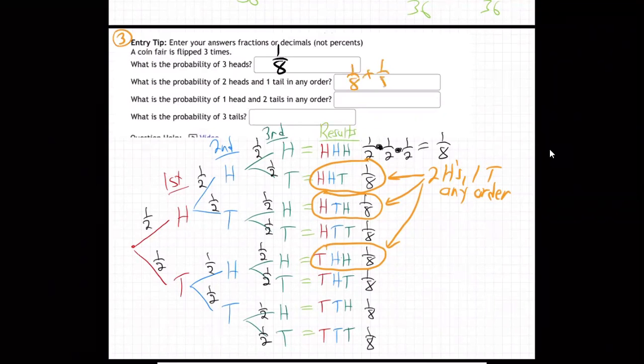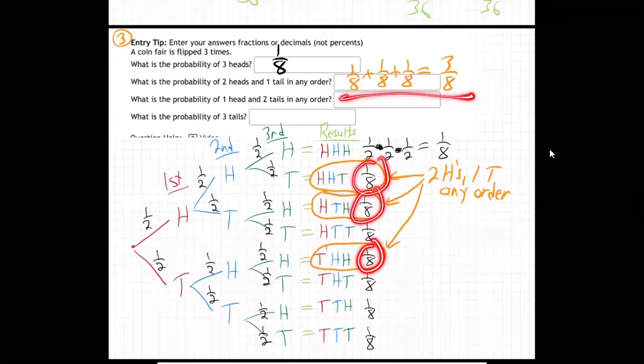So that's going to be 1/8 plus 1/8 plus 1/8, 3/8. Is that making sense? 2 heads and 1 tail in any order. There's actually 3 different ways to do that. Makes sense, right? The tail can be last or middle or first, and the other 2 are heads. It's 2 heads and 1 tail, with 3 different ordering possibilities. So you just add up the 3 probabilities, 1/8, 1/8, 1/8, 3/8.